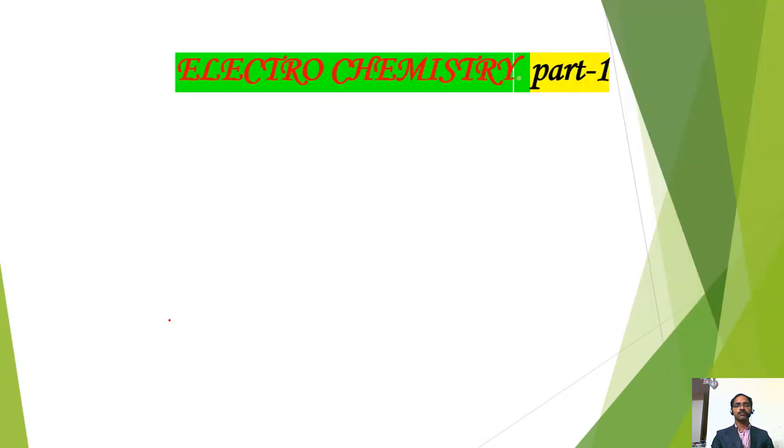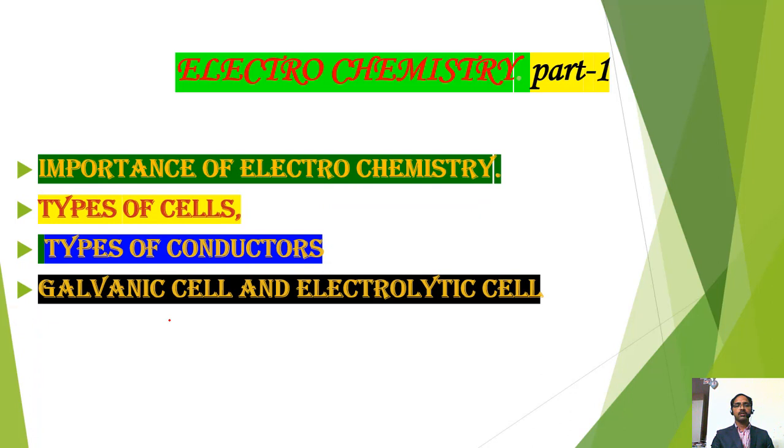Electrochemistry Part 1. In today's class we are going to discuss the importance of electrochemistry, types of cells, types of conductors, and galvanic cell and electrolytic cell.